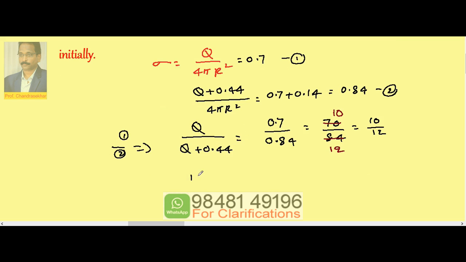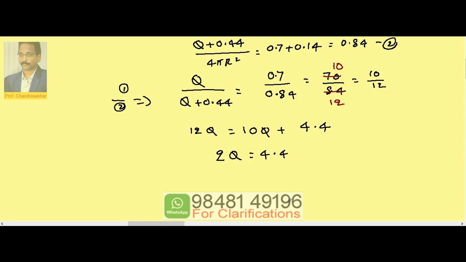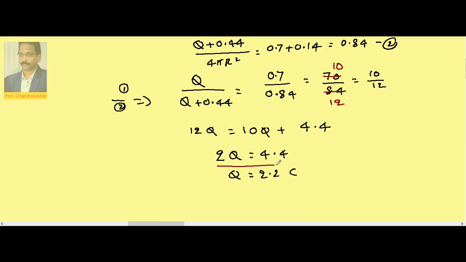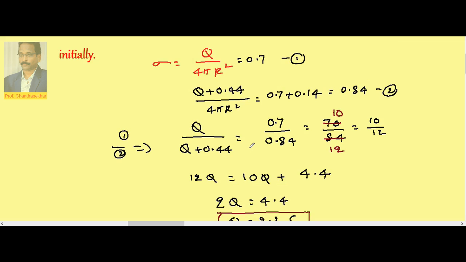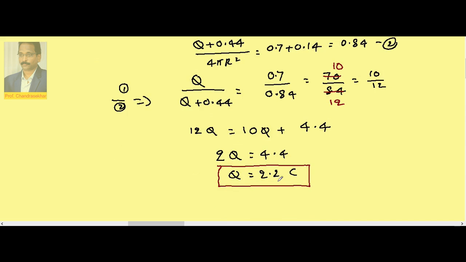Cross multiplication, 12q is equal to 10q plus 4.4, because 10 multiplied by 0.44. So 12q minus 10q, 2q is equal to 4.4, or q is equal to 2.2 coulombs. The initial charge on the sphere is 2.2 coulombs. So when the charge on the sphere is increased by some value, surface charge density also increases. So by taking the ratio of the two equations, it is possible to calculate q.